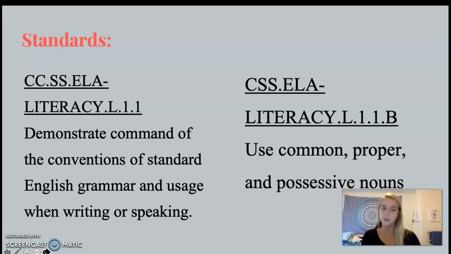So these are my standards that I followed. Students would demonstrate command of the conventions of standard English grammar and usage when writing or speaking. They would also use common, proper, and possessive nouns. So like I said, we would use them in the classroom and get a lot of experience with them in those ways.